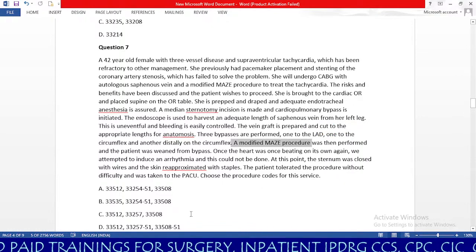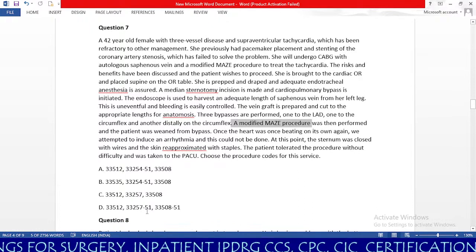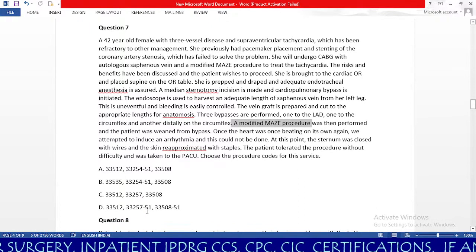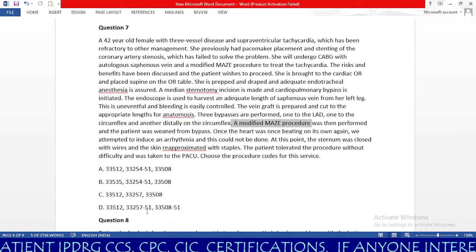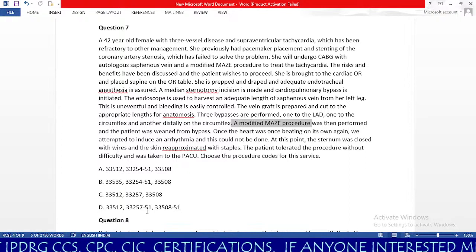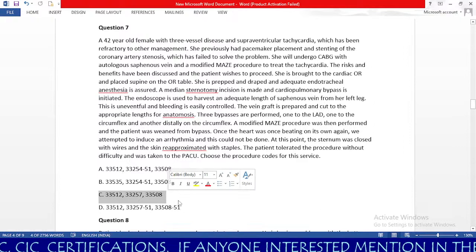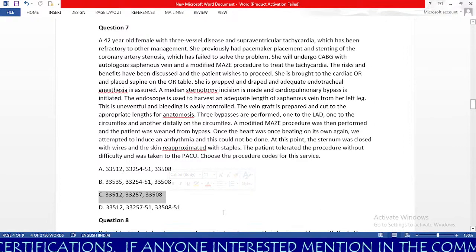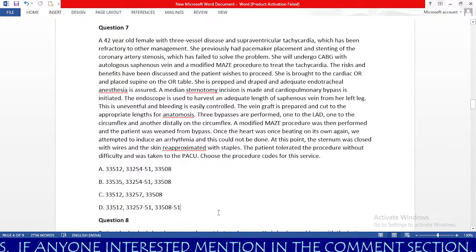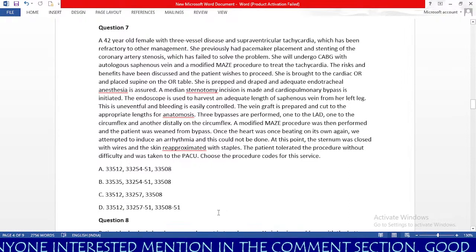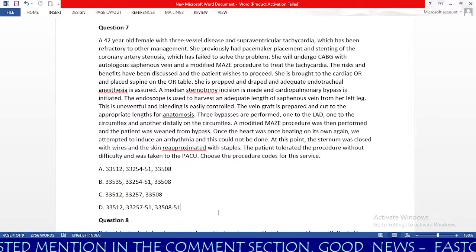So we are left with C and D. As soon as you see this, you need to remember that we can't add any modifier to add-on codes. If you check 33257, which is an add-on code, I think so. Yeah, 33257 is an add-on code. So directly we can eliminate D. So our answer is C here: 33512, 33257, 33508. You need to remember that for add-on codes, we can't append modifiers. So that's why our answer is C here. Yeah, thank you, Rajiv. Yeah, the answer is C here.